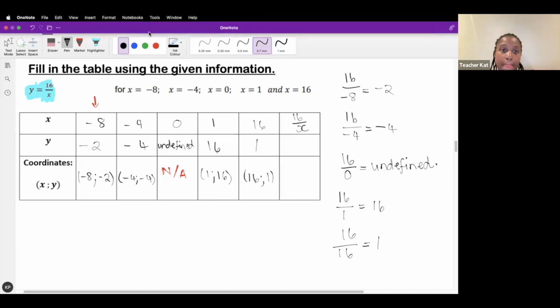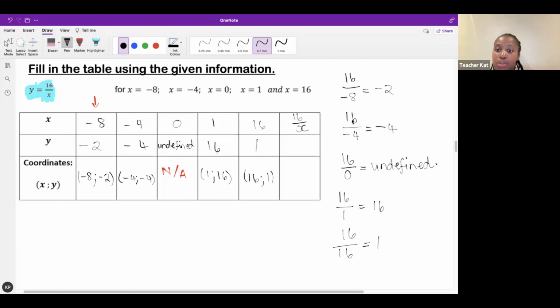Okay. And then from here on out, you would draw a graph, which is not today's lesson yet. We're not drawing graphs today. We'll be drawing graphs in the next lesson. Okay. All right, let's look at the next one.